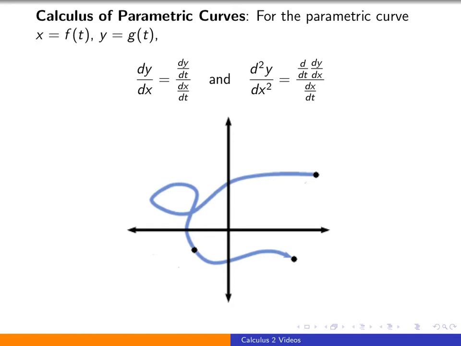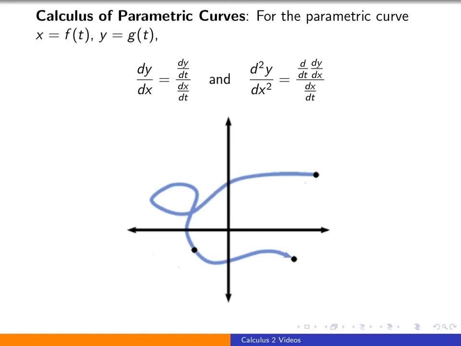And a natural question one might ask is, do we still have the same geometric interpretation of these quantities? That is, does the derivative dy dx still tell us the slope of a tangent line? And does the second derivative still tell us something about concavity? And the answer is absolutely.